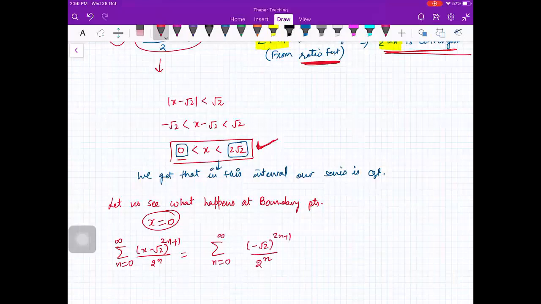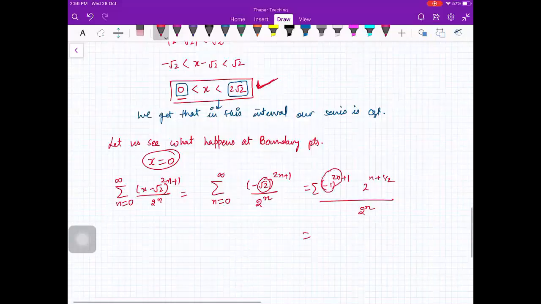What is this series? Can you tell me? This is minus 1 raised to power 2n plus 1, and then you have 2 raised to power n plus half. I just wrote it as 2 raised to power half, and then in the denominator you have 2 raised to power n. So this power will be utilized. Minus 1 raised to power odd is minus 1. So you have minus sum n from 0 to infinity, the 2 raised to power n will cancel, so you have root 2. So is it a convergent or divergent series?